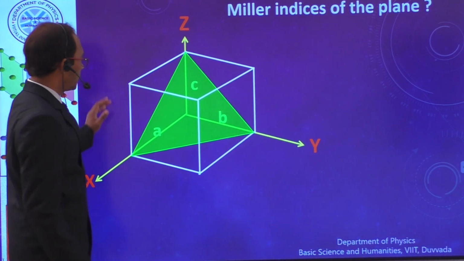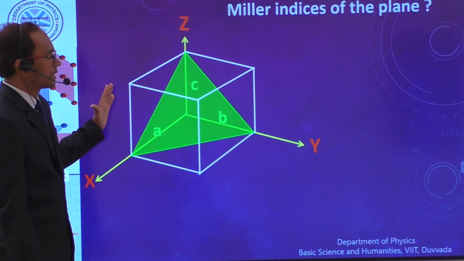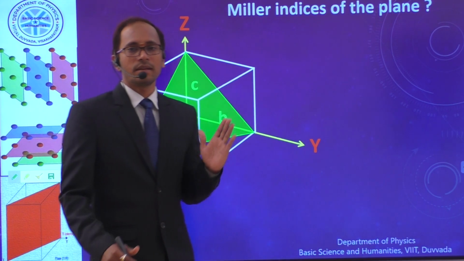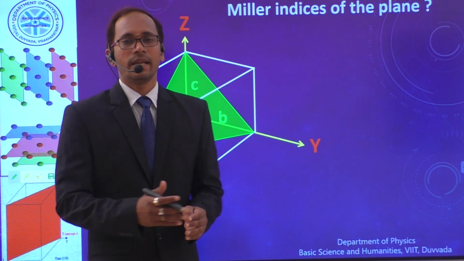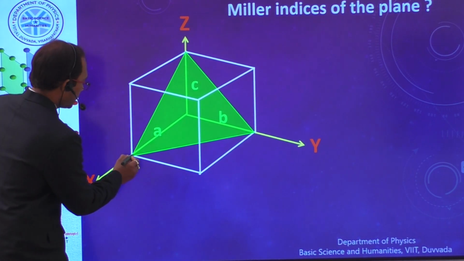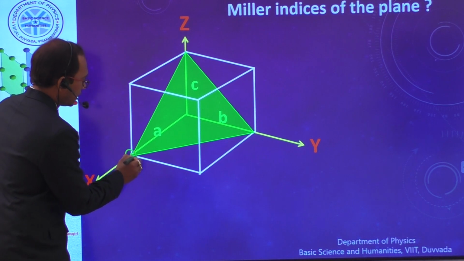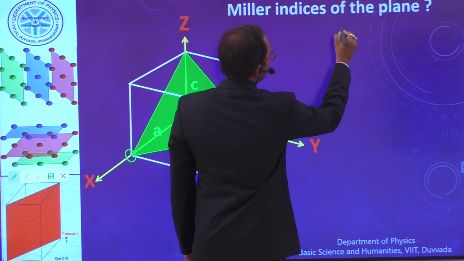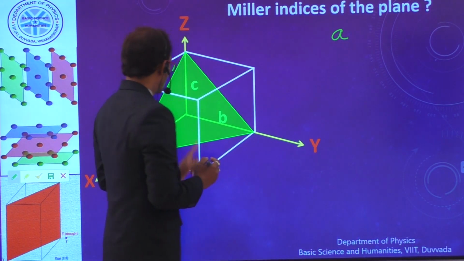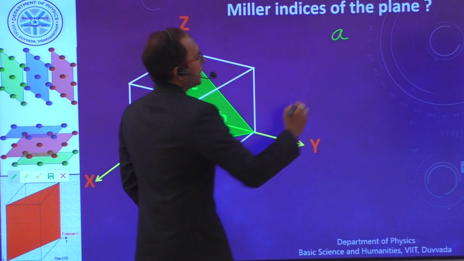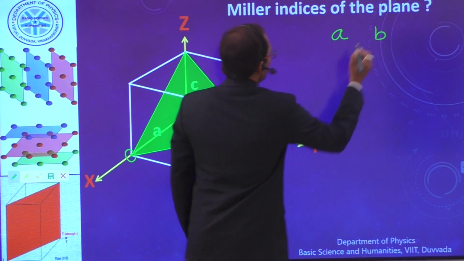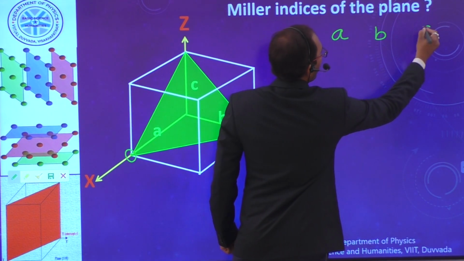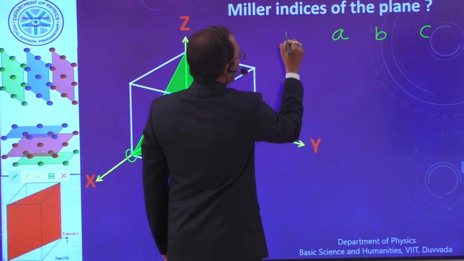So for this, what is step 1? Step 1, you have to identify intercepts: x-intercept, y-intercept and z-intercept. Here x-intercept means where it is touching here. What is this length? It is a. So you write x-intercept is a, y-intercept is b. What is the z-intercept? Z-intercept is c. This is step 1.